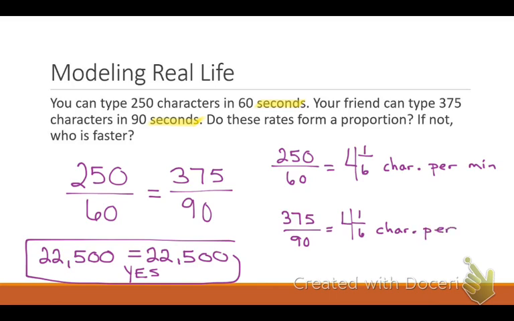Okay? Now, if they're proportional, it will be a tie every time. If they're not proportional, one will definitely be faster than the other one. All right? So this is on your quiz in some format, okay? To make that comparison and to see if they form a proportion.